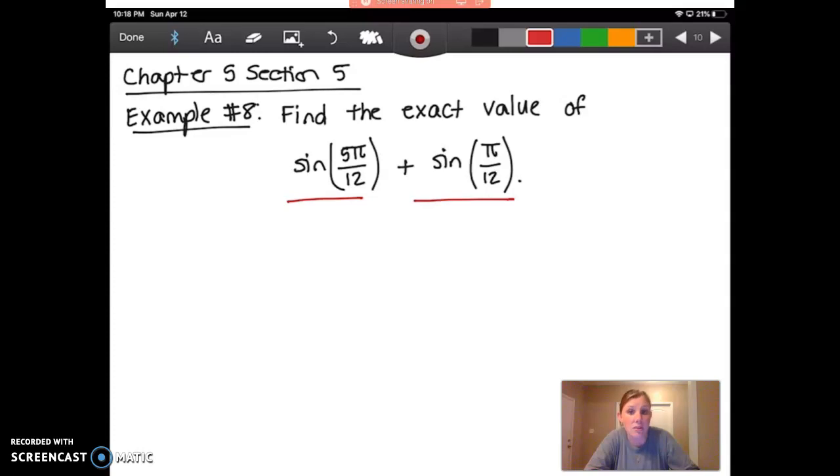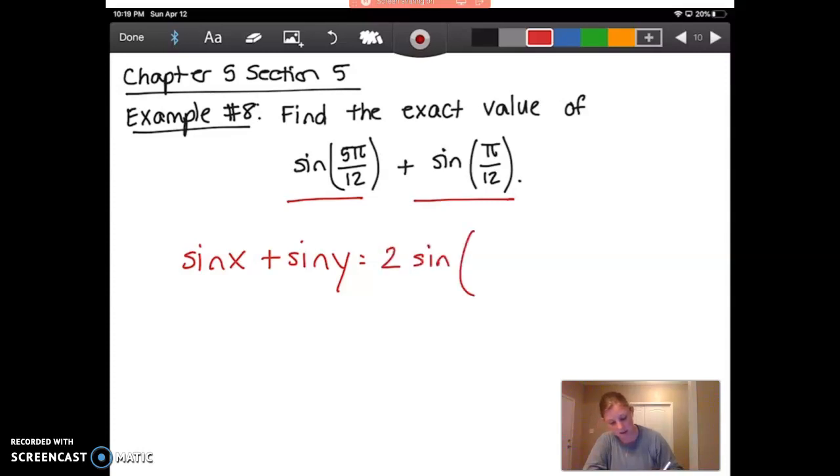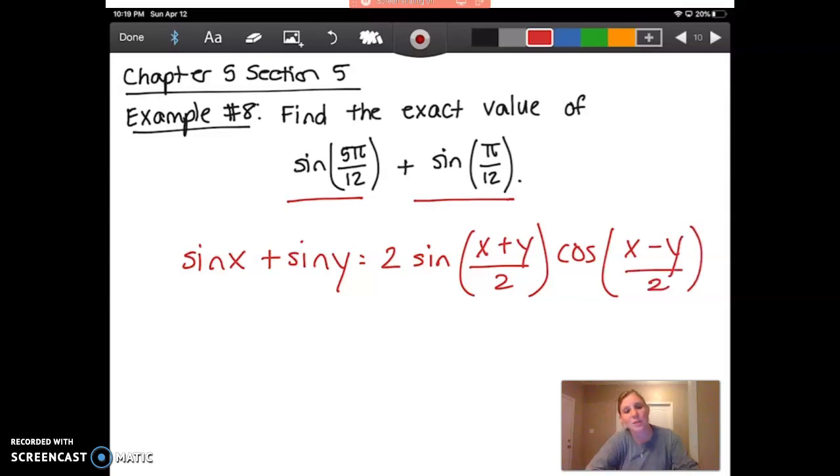When you get started on this, you're going to begin by saying, okay, I need something that says sine of x plus sine of y. When you look at your foldable, you will see sine x plus sine y is 2 times the sine of (x plus y) divided by 2 times the cosine of (x minus y) divided by 2. You'll have access to your foldable, so this should be pretty straightforward. Let's actually work this problem.